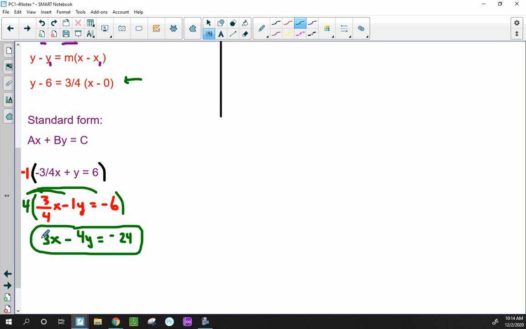I noticed that a is positive, which I like. A and b are not fractions or decimals, and definitely not both 0. And the last thing I really should check is 3, 4, and 24. Is there any number besides 1 that will divide into all 3 of those? If there is, I need to reduce it. If not, and this one looks good, then this would be the final answer.